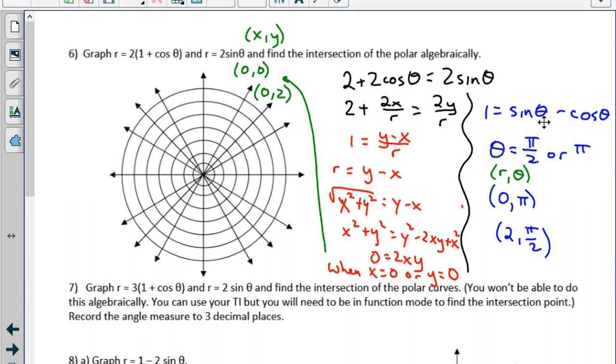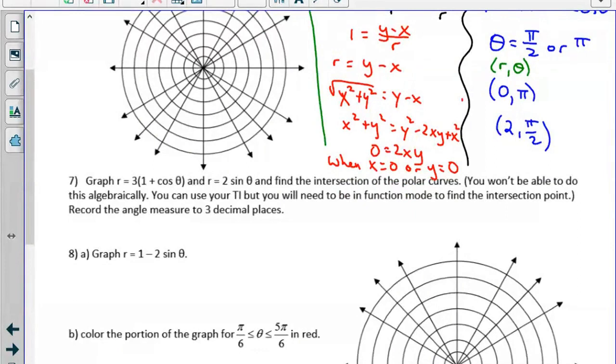For polar solving, I just subtract everything over, divide by 2. I get 1 equals sine theta minus cosine theta, and I figure out when that works. I'm only solving for 0 to 2 pi in this case, but that only works when sine equals 1 or cosine equals negative 1, because then negative 1 ends up equaling positive 1. So theta equals pi over 2 or pi, and then I end up figuring out what r is in those cases. So if I put pi over 2 into these equations, I end up getting 2 for my r. And if I put pi into these equations, I realize that r is 0. So that's how that works.